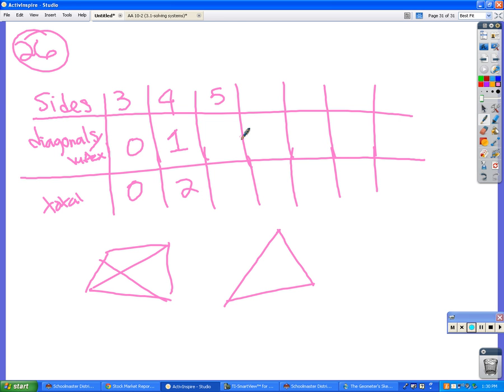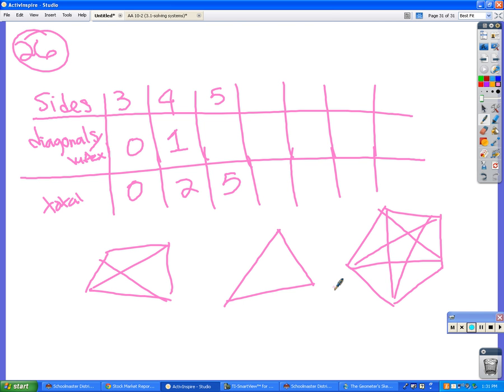And then a 5-sided figure, there would be a total of 1, 2, there's a star, so there's 5 total diagonals. How many diagonals per vertex? 2? 2 coming out, not counting the sides, 2 coming out of each corner, right?